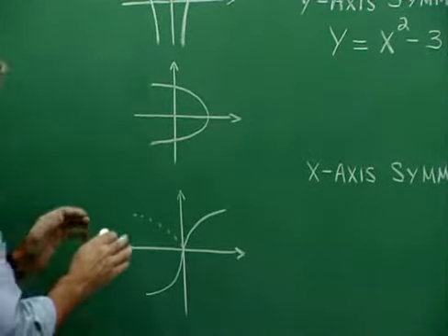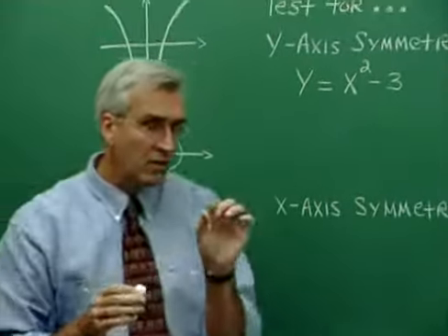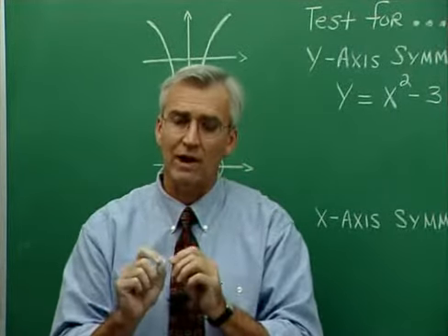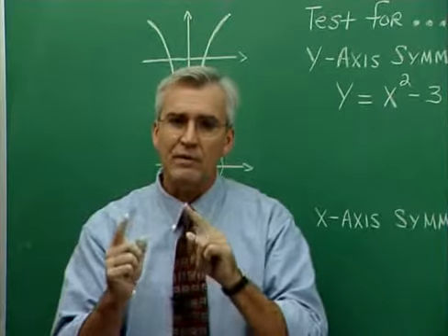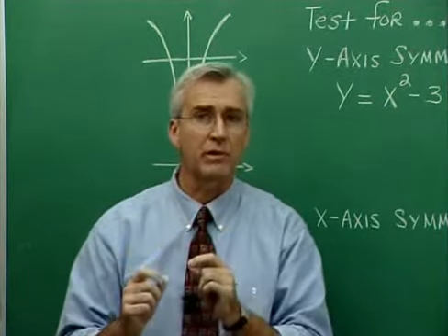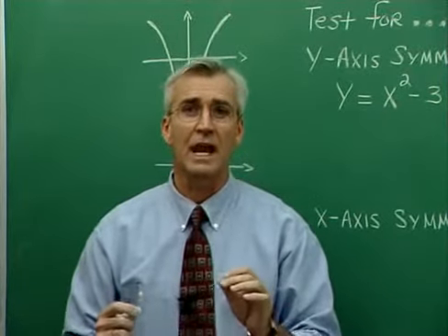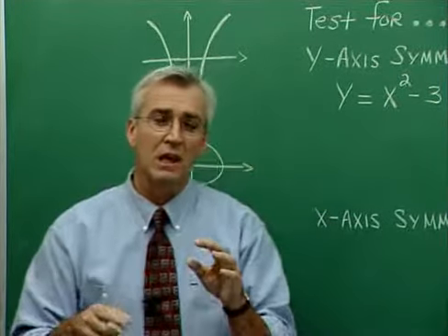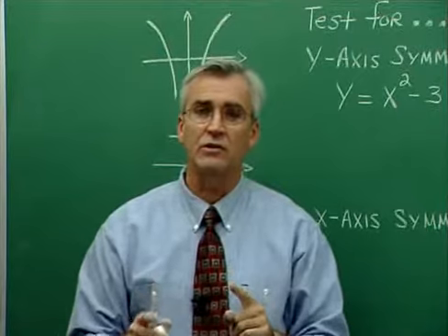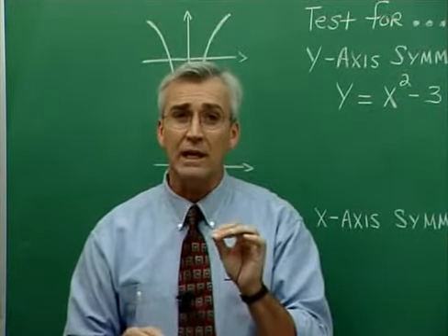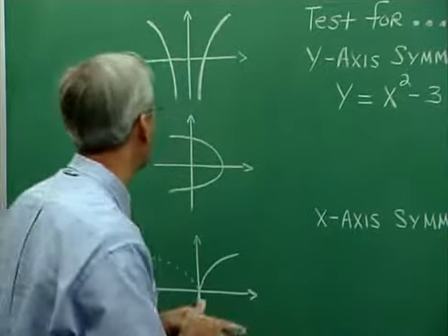Well, let's think about how a point on one part of a graph either makes an appearance or fails to make an appearance on another part of the graph if we have certain kinds of symmetry. I know that sounds a little confusing, but by making such an examination, we're going to get to the point where we can examine for symmetry in an algebraic sense. All right, here's what I'm talking about.